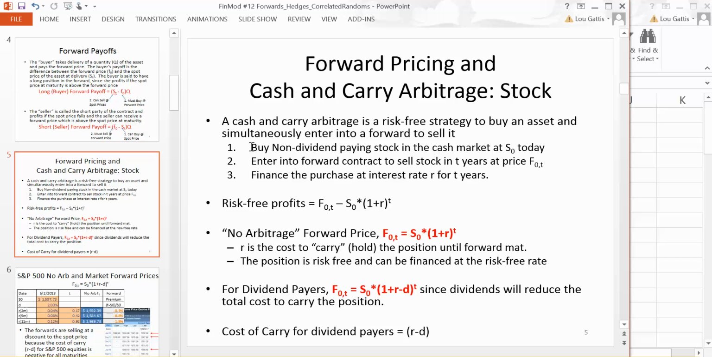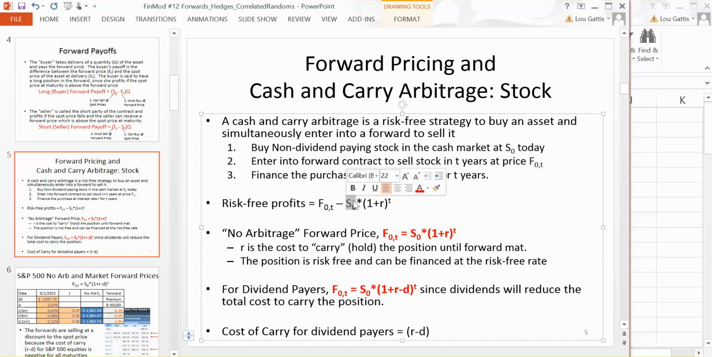Let's think about the payoff for this contract. In this contract, you've bought the stock at S0, the initial spot price. You financed it at some rate R for, say, 1 year. So the S minus S times (1 plus R)^T is really the payoff of the loan. It's what you owe to pay for the asset next year. And you have a contract to receive the forward price. So your payoff is the forward price minus the spot price plus interest.